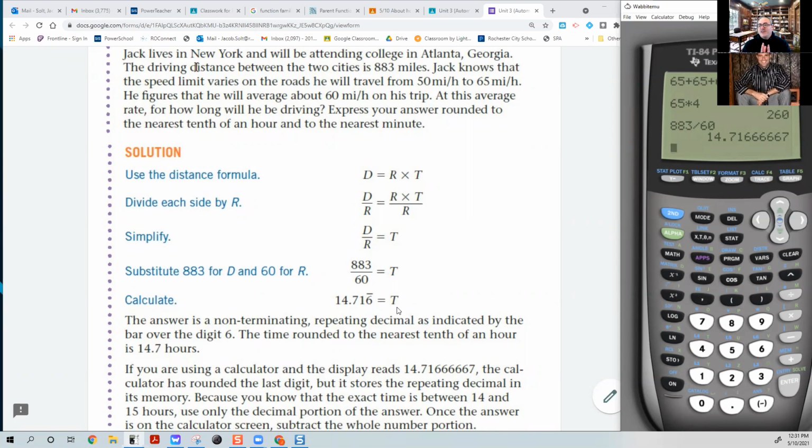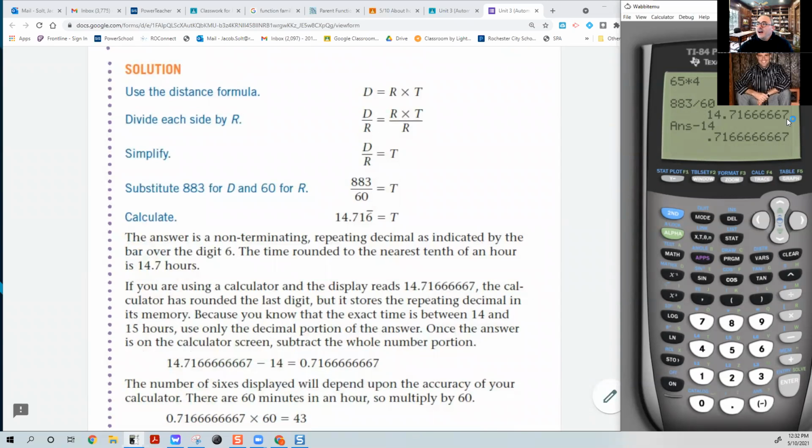The problem is we need to convert this change into an amount of minutes. And here's how you do that. First, you subtract the amount of hours you've got. So I have to subtract the whole number. So I got 14 and some change. I'm going to subtract 14 right now because I'm just concerned with the change. I want to turn the change here into minutes. How do I do that?